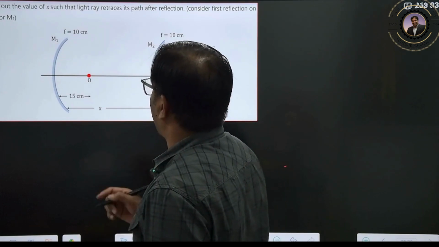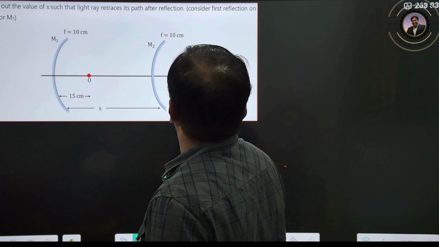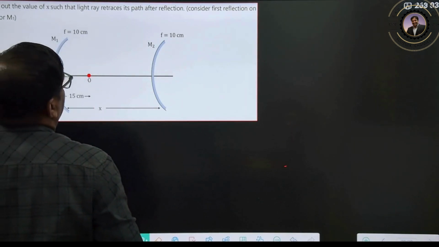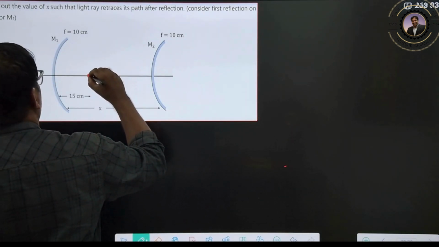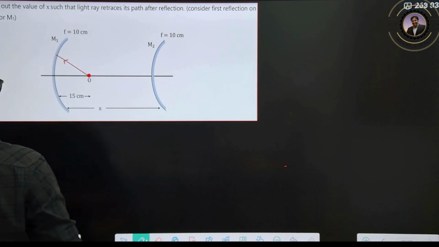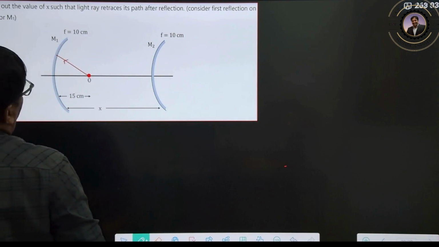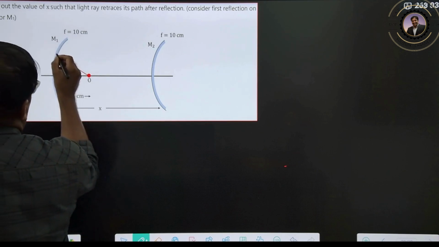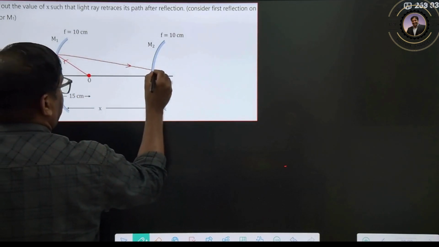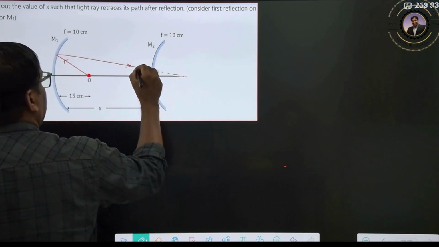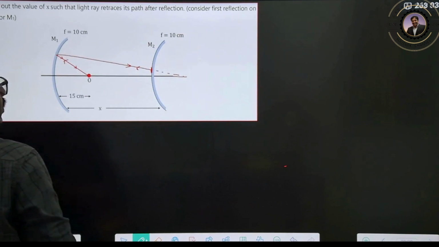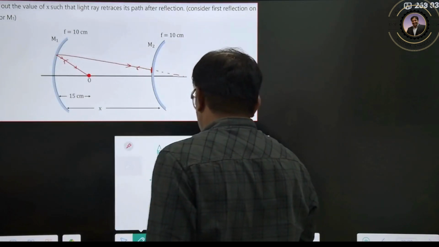Here, very simple one. Find the value of x. Retrace its path. This is on M1 that we have to calculate. Retracing its path means this light ray should go like this. Clear? This is your object distance. Then after reflection, it should go like this and it should be incident onto this one. That means it is coming from somewhere here and getting reflected, therefore it should be incident here, so then it will get reflected back. Clear? Like this. Very simple concept.